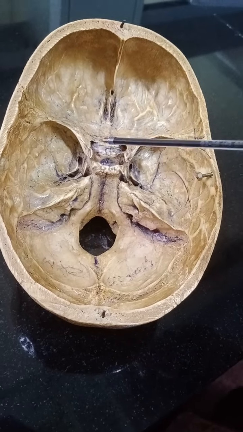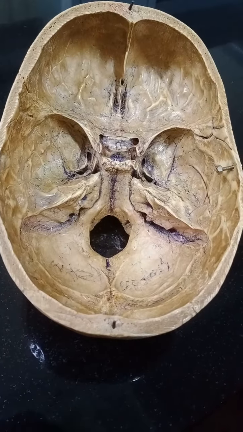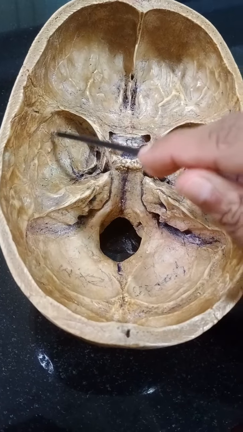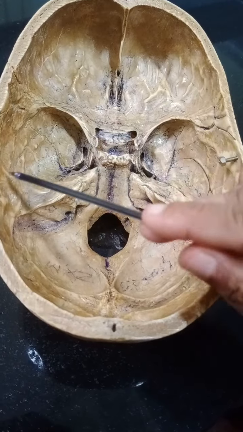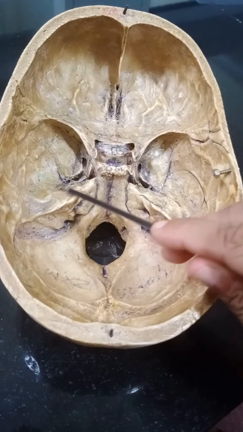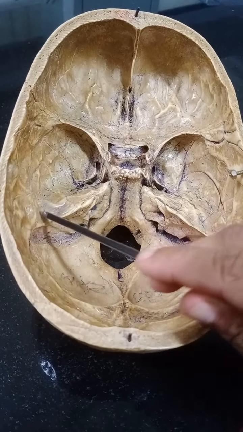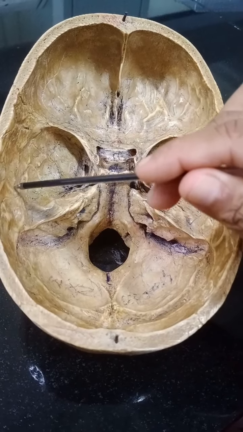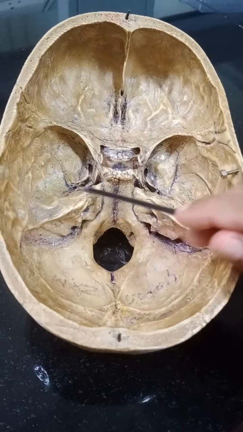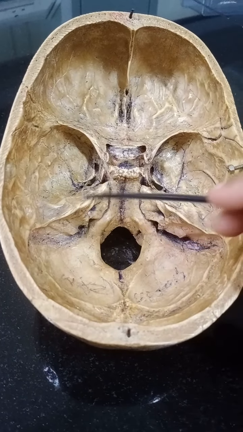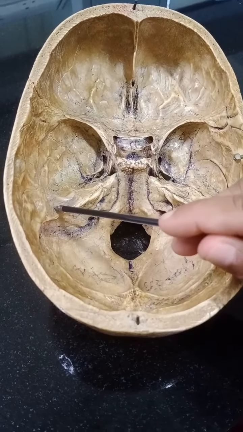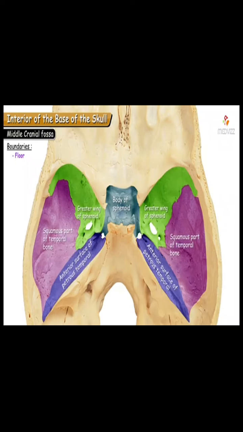Now we'll look at the expanded lateral part of the middle cranial fossa. So the expanded part is mainly formed by the greater wing of sphenoid. So this is the greater wing of sphenoid. Then laterally you get the squamous part of temporal bone, and posteriorly you get the anterior surface of petrous part of temporal bone. The posterior surface of petrous part of temporal bone belongs to the posterior cranial fossa. Up to here only you get the middle cranial fossa.